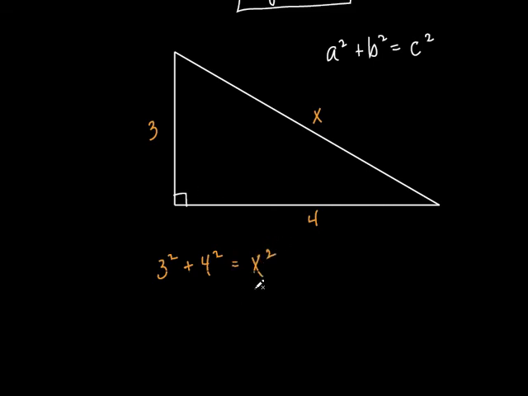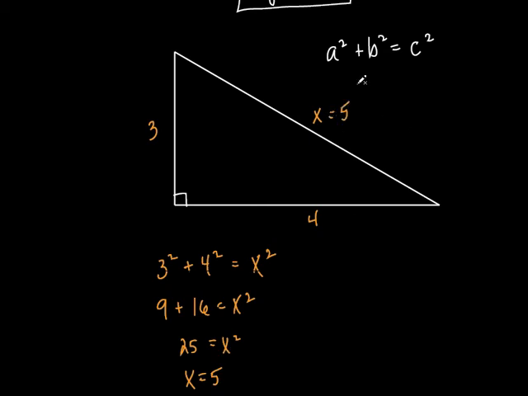And now we just work this thing out and solve for x. 3 squared is 9, 4 squared is 16, and that's equal to x squared. You add them up, that's 25, which is equal to x squared. You get x by itself, which we did in the whole other lesson, right? Took the square root, so x is what? 5. Yep. So x is equal to 5.